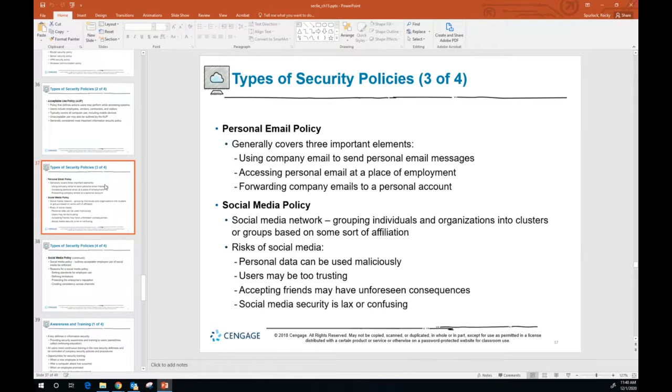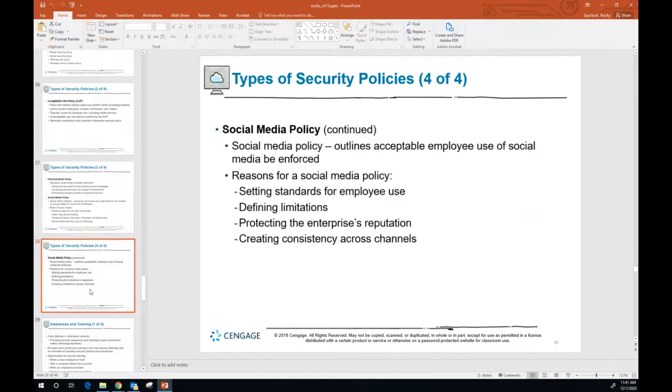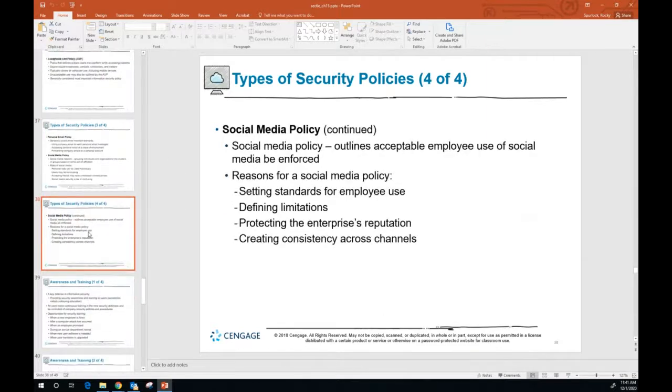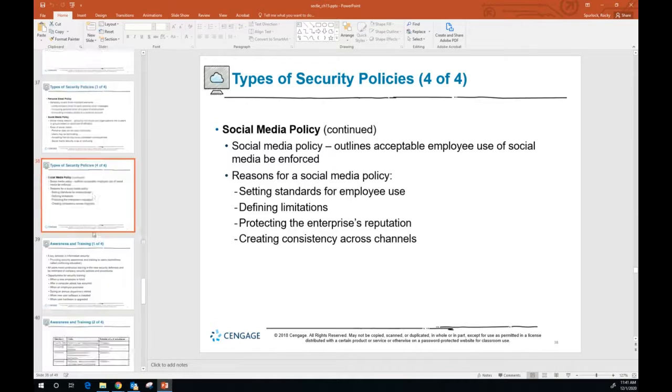You may see a social media policy that determines whether or not you can use social media at work and what risks are involved in that. So the social media policy may outline acceptable employee use of social media. There may be reasons for setting a social media policy, setting standards for the employees to use, defining limitations, protecting the enterprise's reputation, and also creating consistency across the channels.